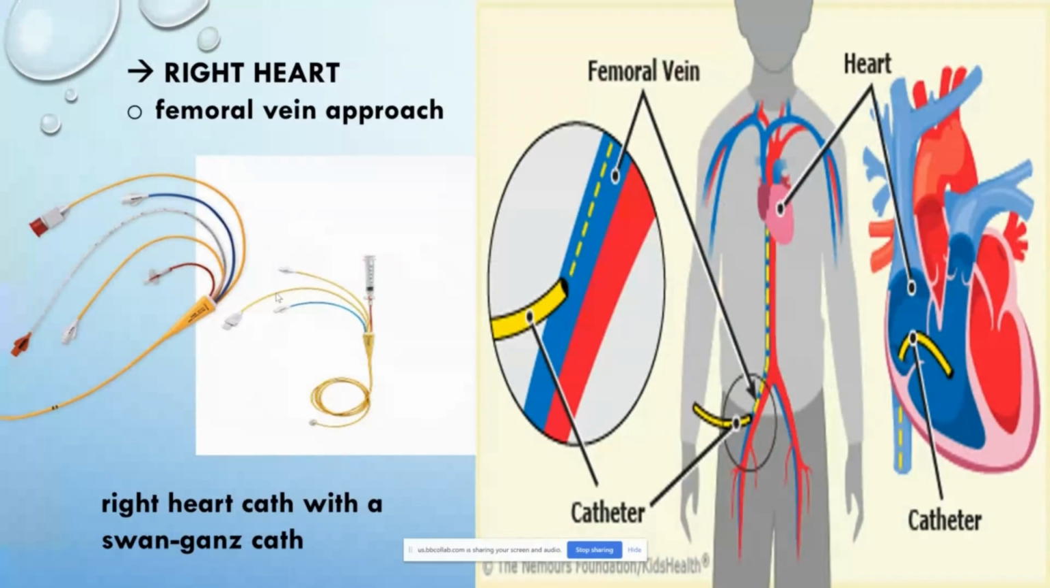And then sometimes the right heart cath can travel from the right atrium through the interatrial septum to the left atrium. It just depends on whatever information the doctor or the surgeon or even the cardiologist is looking for. And then we call this procedure a transseptal procedure.